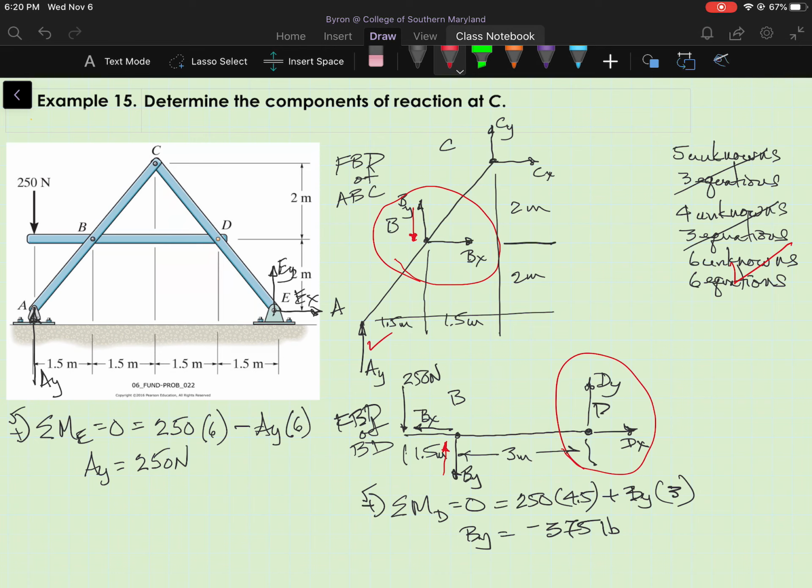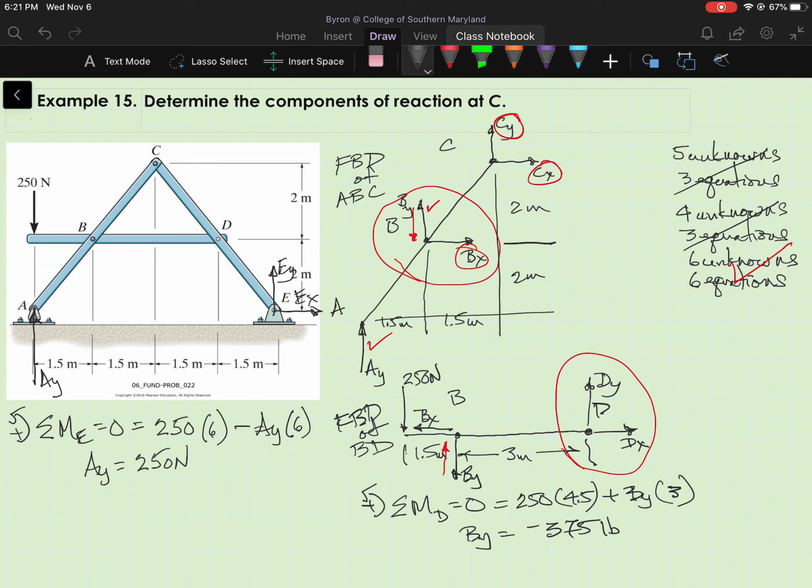Now I know B sub y, so I'm going to check that one off on my original free body diagram. And now I've gone from 5 unknowns on that original free body diagram of ABC down to 3 unknowns, which are C sub y, C sub x, and B sub x. So now I can use the 3 equations associated with that free body diagram to solve for C sub y and C sub x. And I'll try and squeeze that in up here.